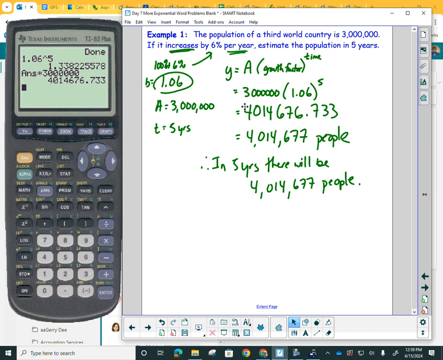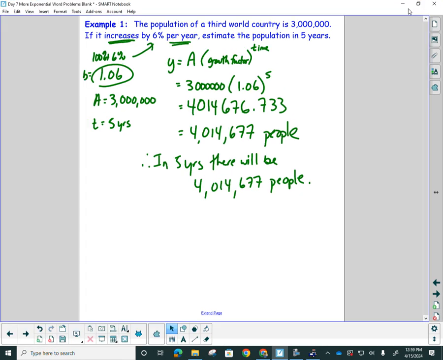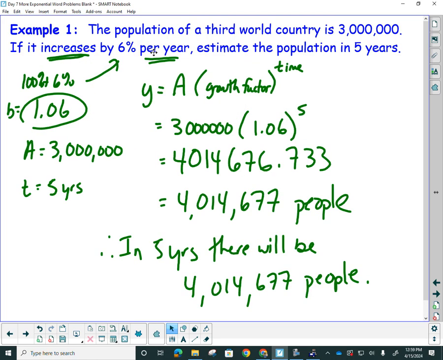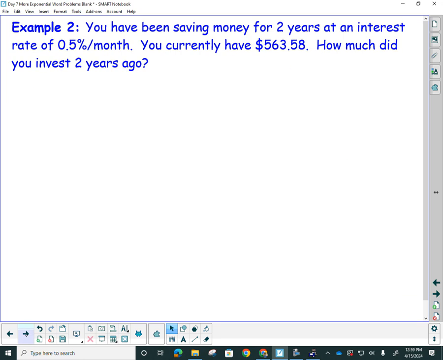Okay, so now let's go big screen here. And we'll move on to our second example. Again, I'll wait a second while you copy that down.